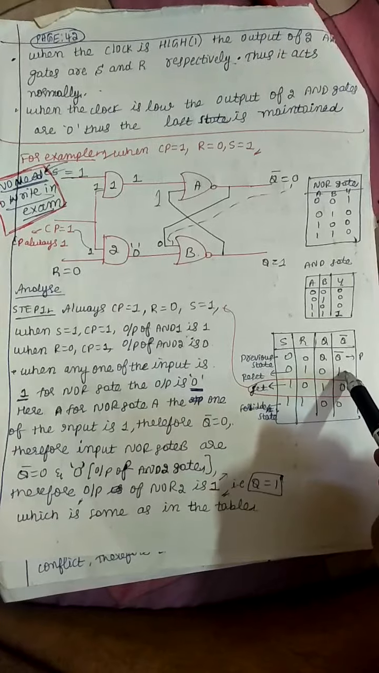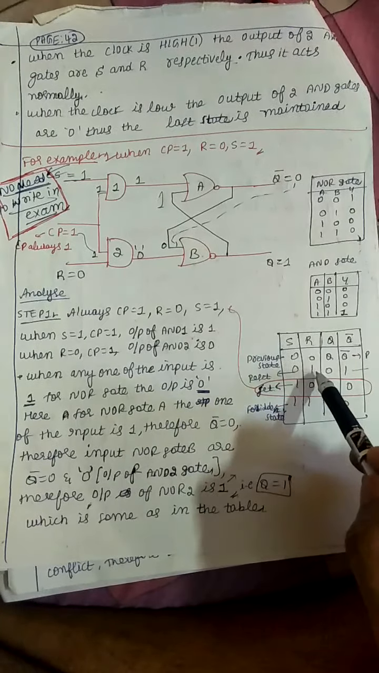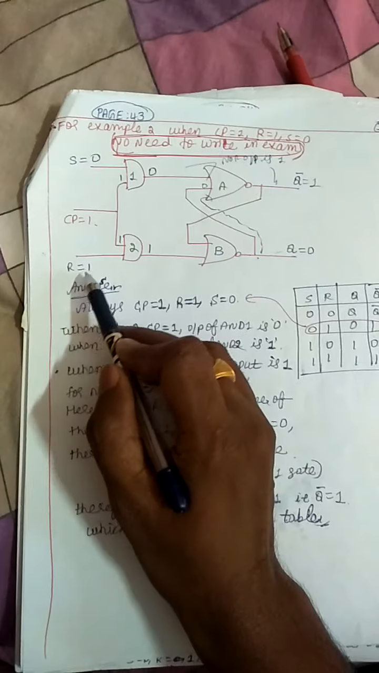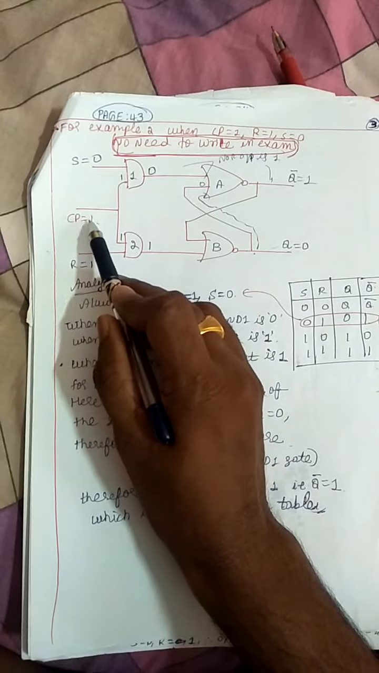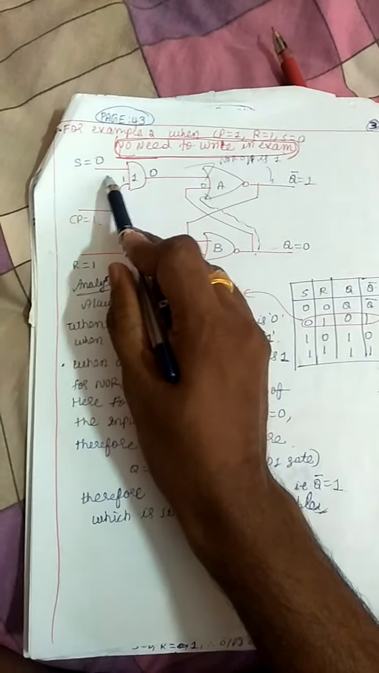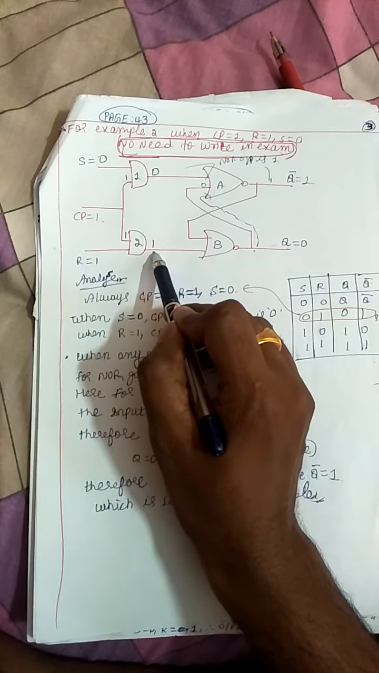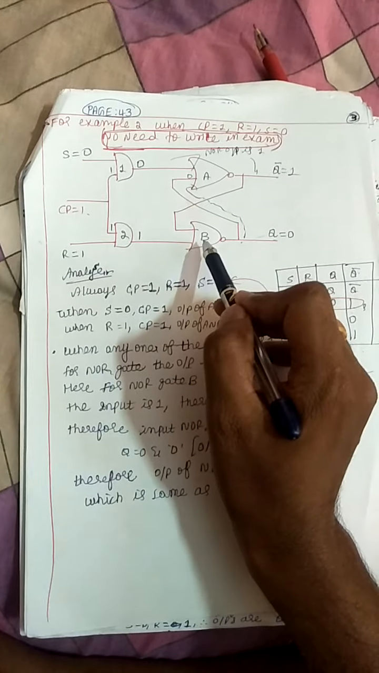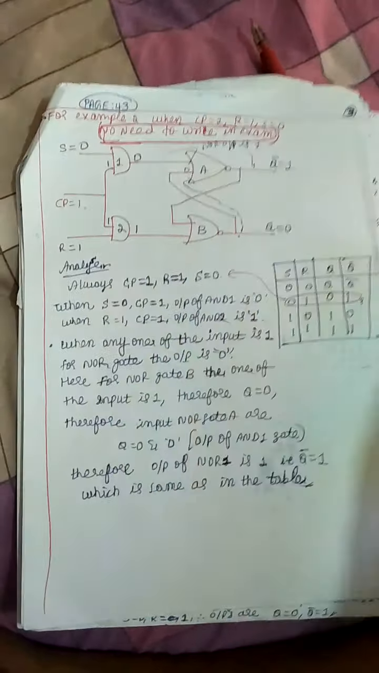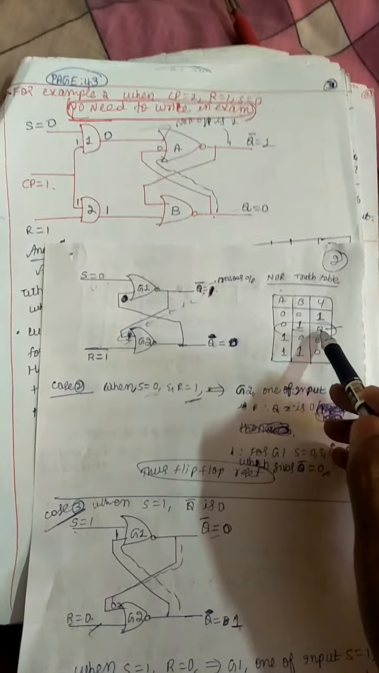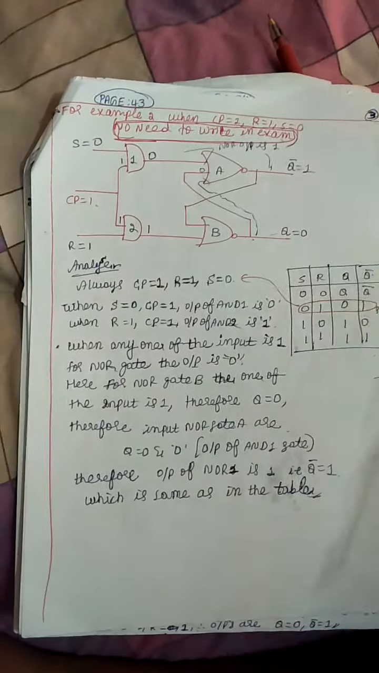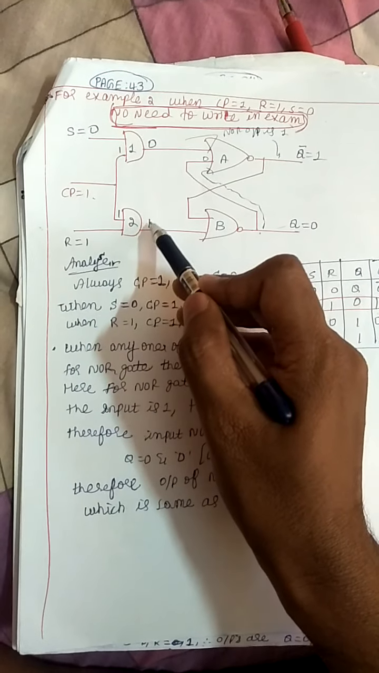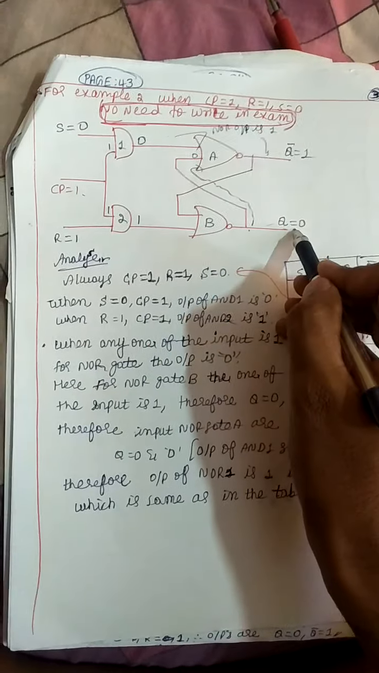Next we will check for this condition. What will we take? S is equal to 0, R is equal to 1. Obviously, the clock you have to make logic high. 1 into 0 will become 0, 1 into 1 will become 1. 0 has been carried out here, 1 has been carried out here. I have two NOR gates here. So in the NOR truth table, if any one of the input is 1, the output is 0. So in these two cases, here the input is 1, therefore the output is 0.